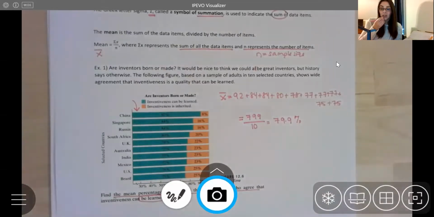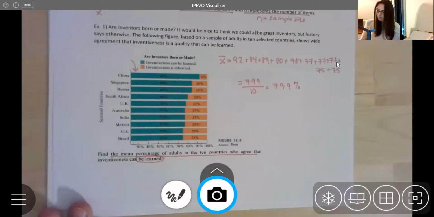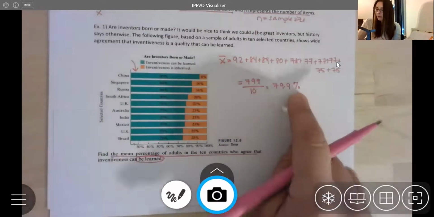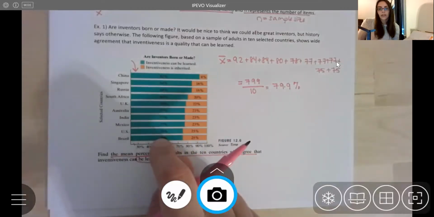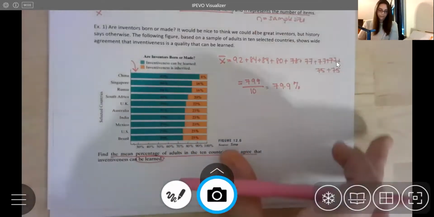So for mean, you're just doing a standard average that you're used to, adding everything up and then dividing by the total number of things. Here I am using a percent symbol because these values happen to be percents. So it's the same units of whatever you're adding up.